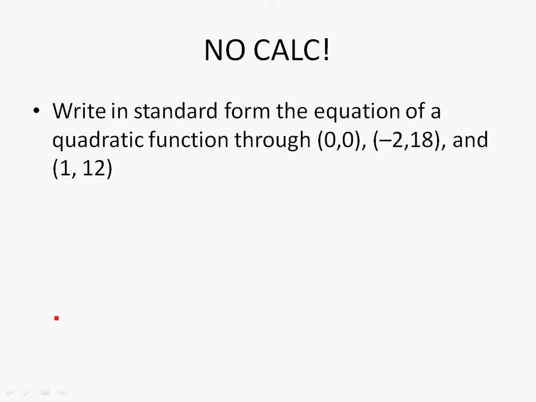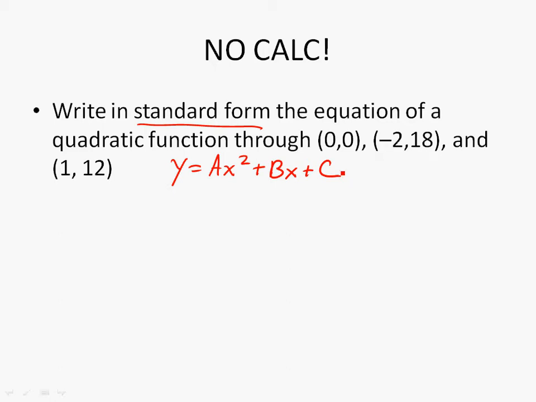Hi everybody. We're going to write in standard form the equation of a quadratic function through the points (0, 0), (-2, 18), and (1, 12). Hopefully you notice right away standard form, which means we're going to use the standard form equation of the quadratic, y equals ax squared plus bx plus c.